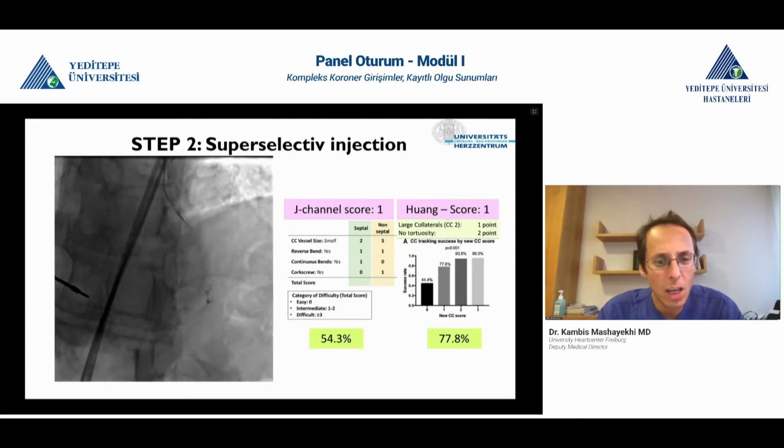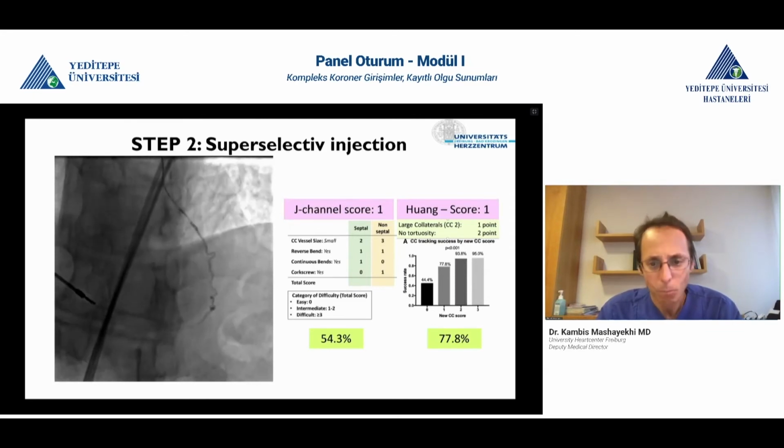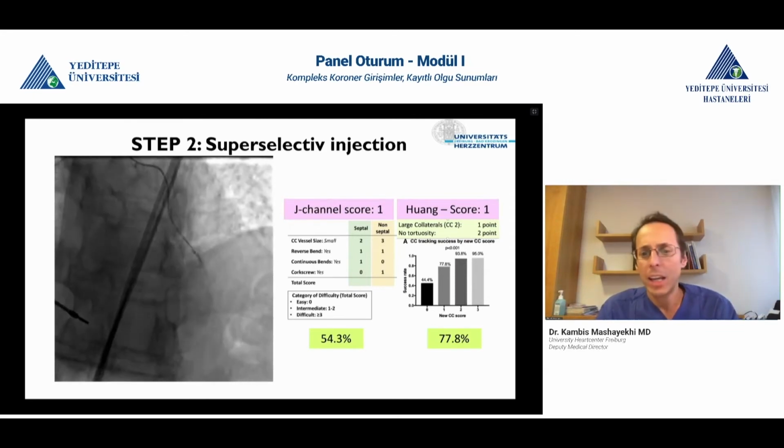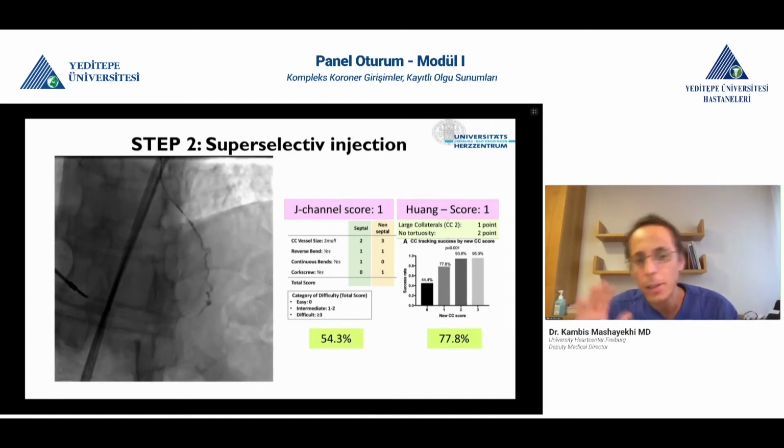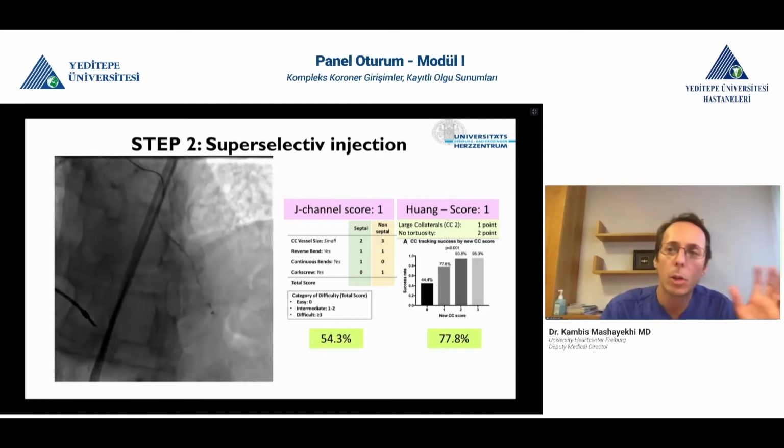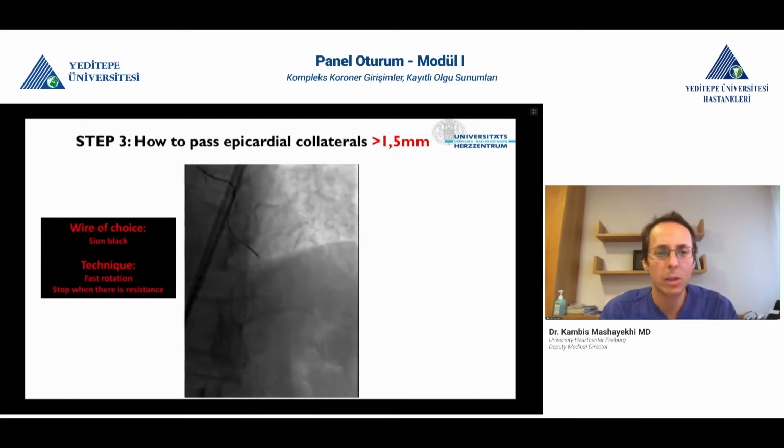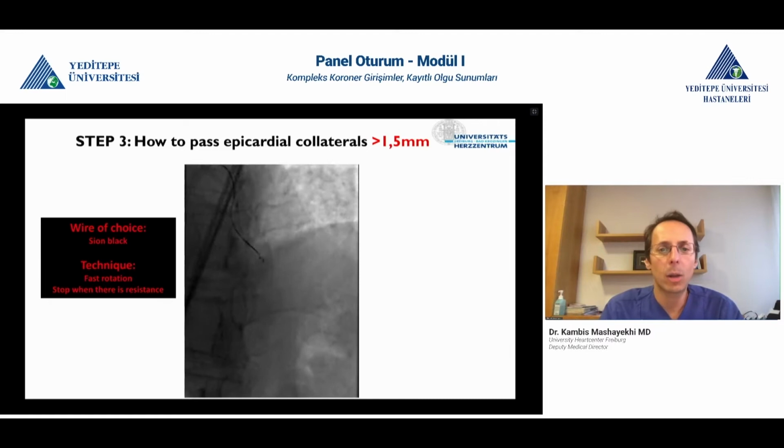And here you see a very tortuous channel. So the passing rate is not so high, 50-50, let's say the chance. It depends a little bit on your luck and also on operator's experience. And this is my method of how I pass in bigger collateral channels.